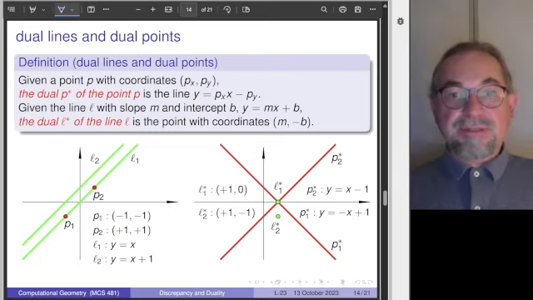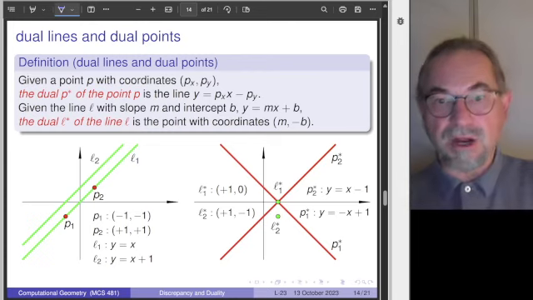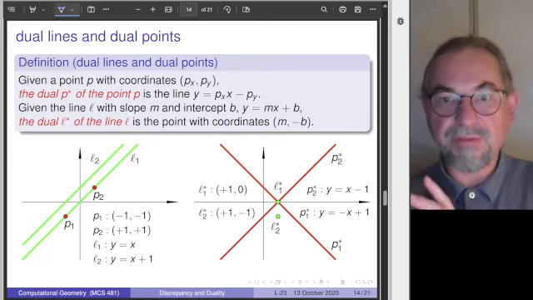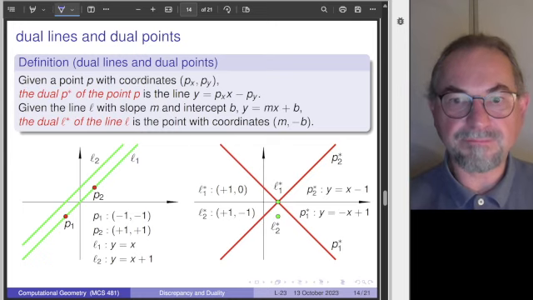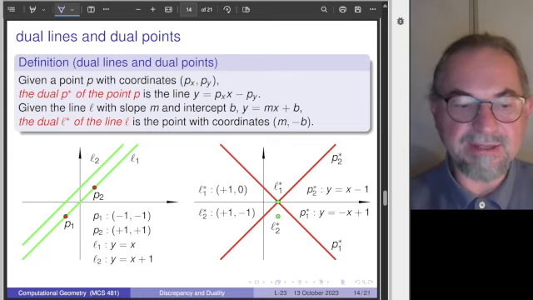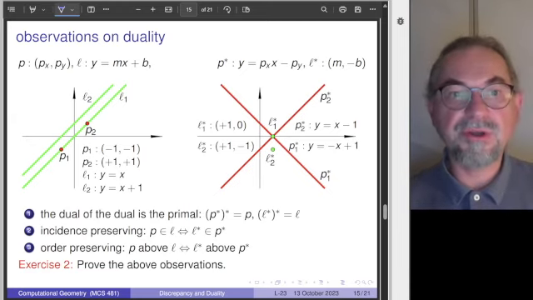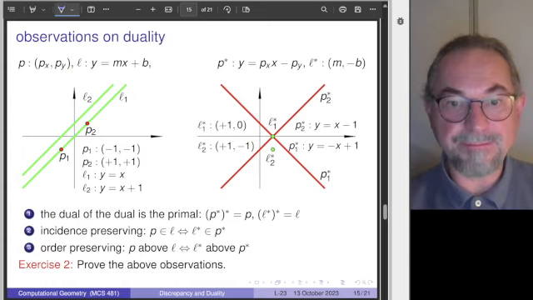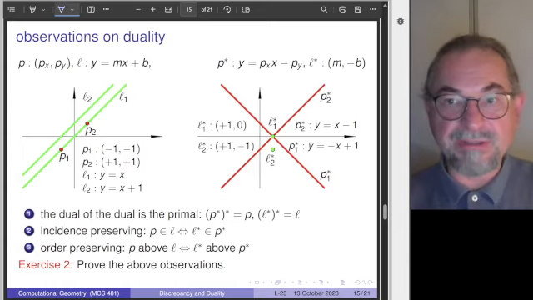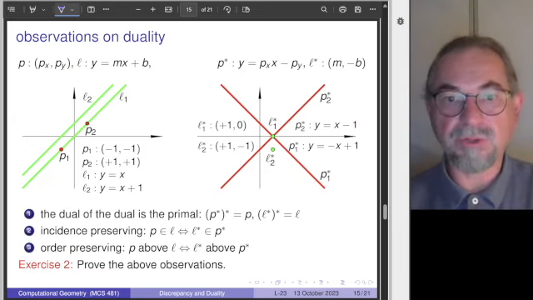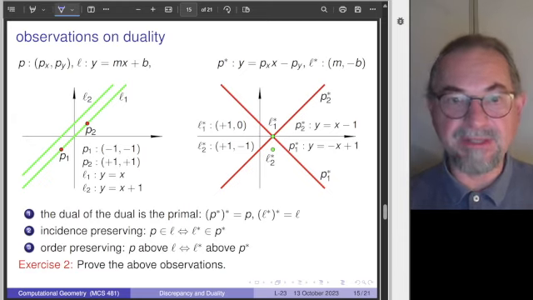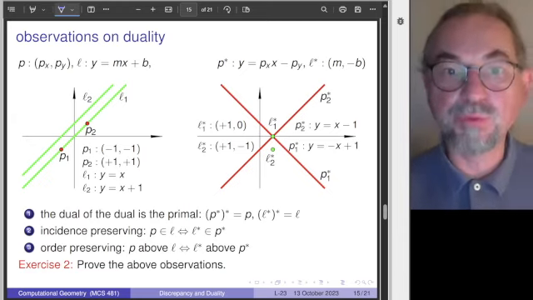Okay, so you can read this picture from left to right, but you can also read it from right to left. So this will be the next observation. So here are the observations on the duality, the same picture again. Saying that you can read the picture from right to left means that the dual of the dual is the primal, or the dual of the dual is the original. You can verify this, but actually the second exercise is to prove this.